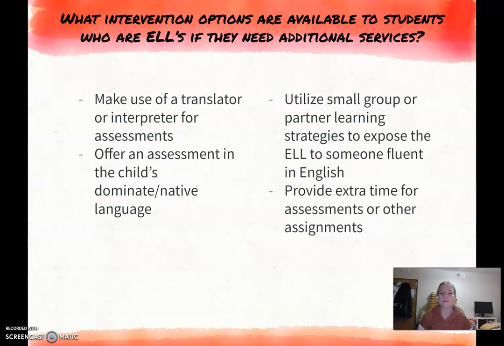Another thing I think we should provide is utilizing small group or partner learning strategies to expose the English language learner to someone who is fluent in English.